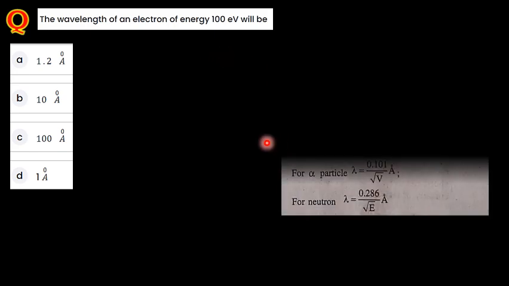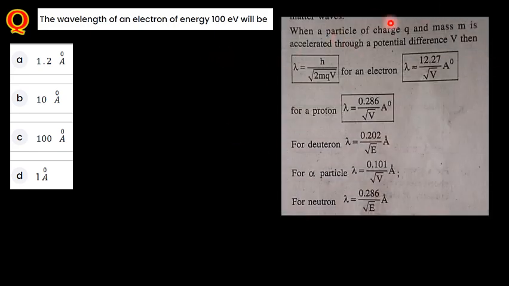See, in this case, this is about the charge of the particle. You can understand here. For example, in the case of an electron, Q is the charge, M is the mass, and it can be accelerated with a potential V. So in that case, what they have given here is lambda. For the case of an electron, lambda is equal to 12.27 divided by square root of V angstrom.